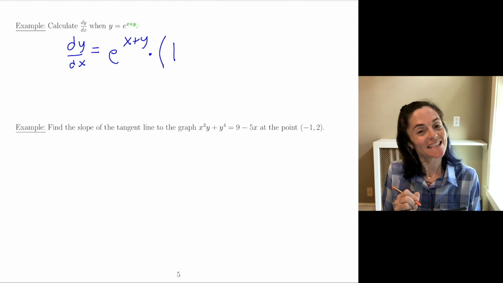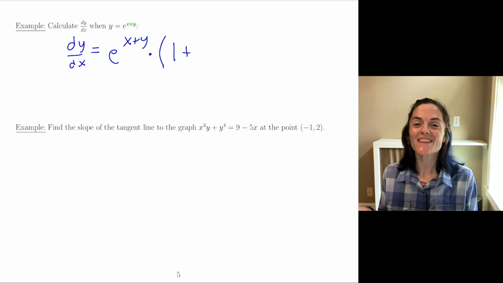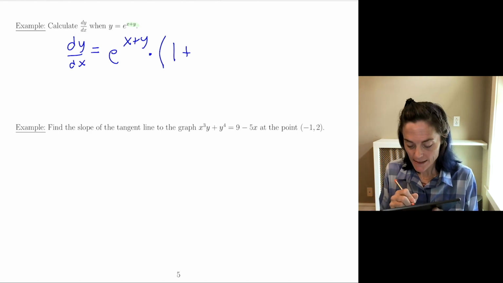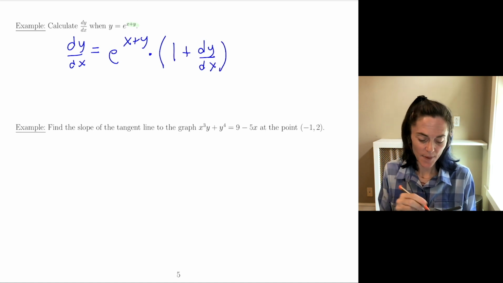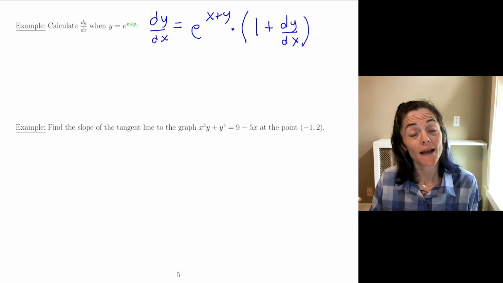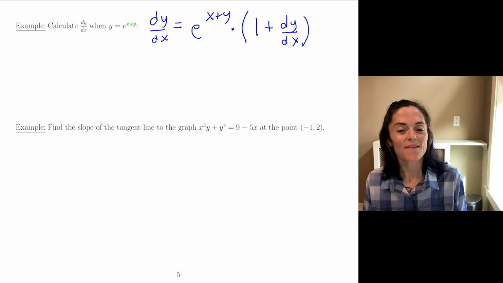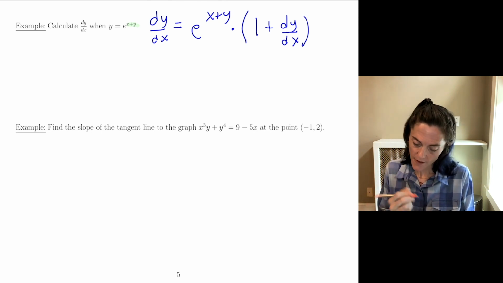The derivative of x is 1. The derivative of y with respect to x, dy/dx. So here's my first step. I need to have everything with the dy/dx on one side and everything without the dy/dx on the other. And I'm not too far from having that.